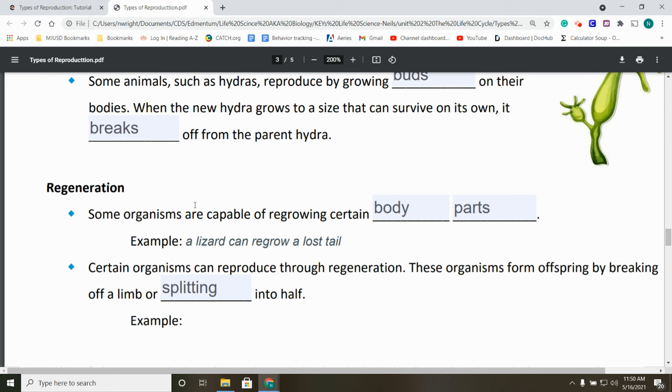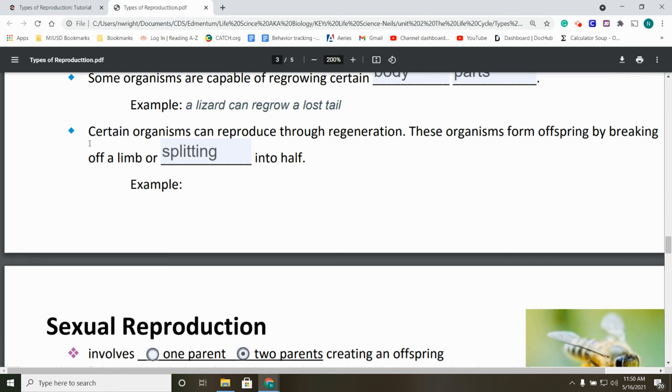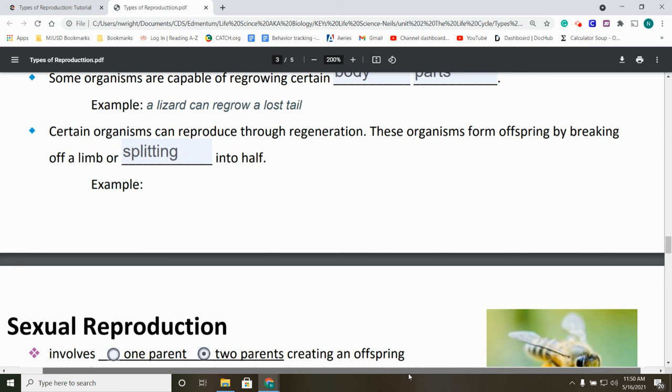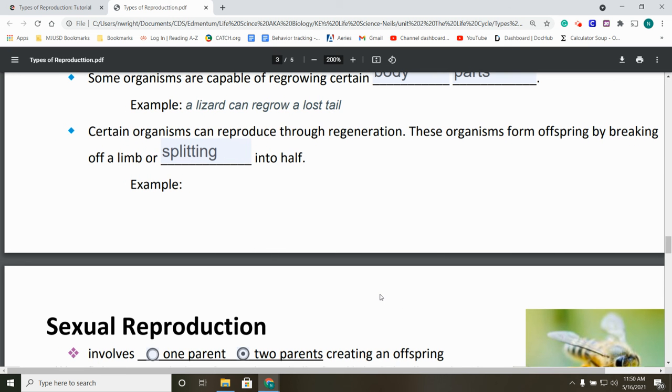Regeneration. Some organisms are capable of regrowing certain body parts. Example, a lizard can regrow a lost tail. Certain organisms can reproduce through regeneration. These organisms form offspring by breaking off a limb or splitting into half.